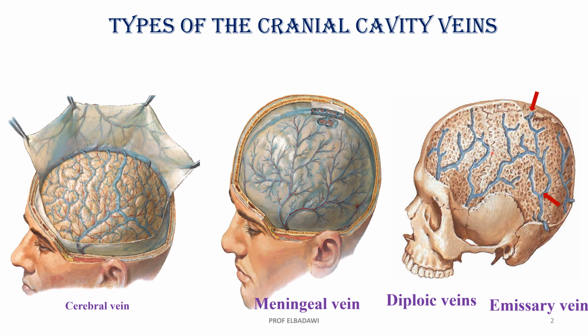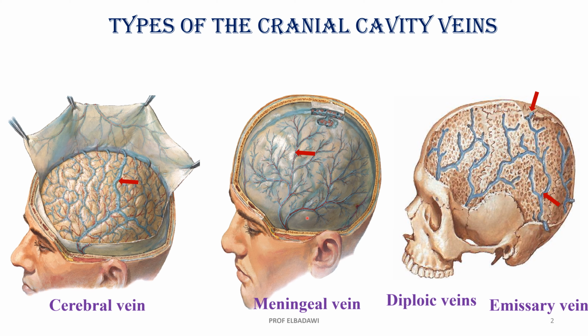The third type is what we call the meningeal veins, the ones you can see on the outer surface of the dura. And these meningeal veins will drain mainly the outer layer of the dura and the other layers of the meninges. The last one is what we call the cerebral vein.